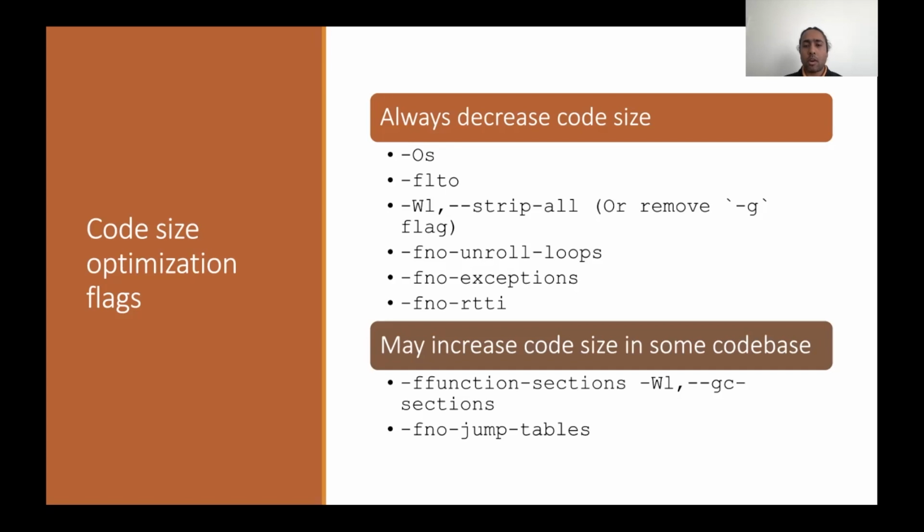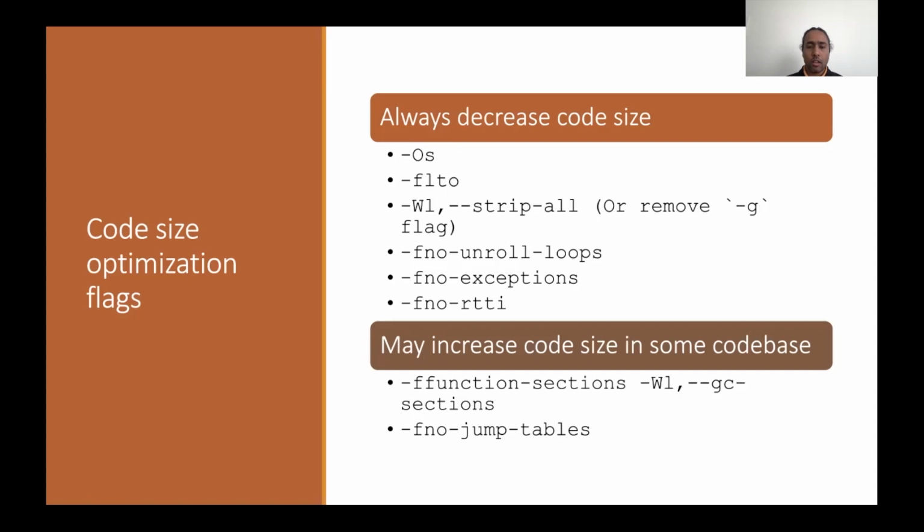Similarly, -fno-rtti instructs the compiler to not generate runtime type information for all the virtual classes. This is also helpful because it reduces code size. This may not reduce by a lot, but it is still useful to know.